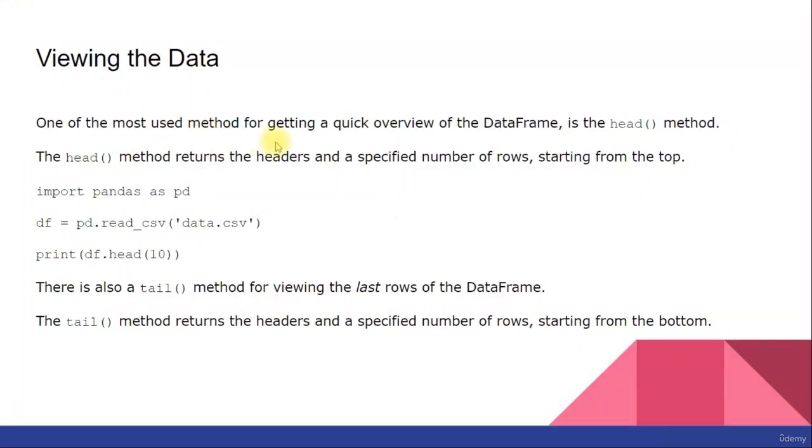One of the most used methods for getting a quick overview of the data frame is the head method. The head method returns the headers and a specified number of rows starting from the top. This is a sample code.